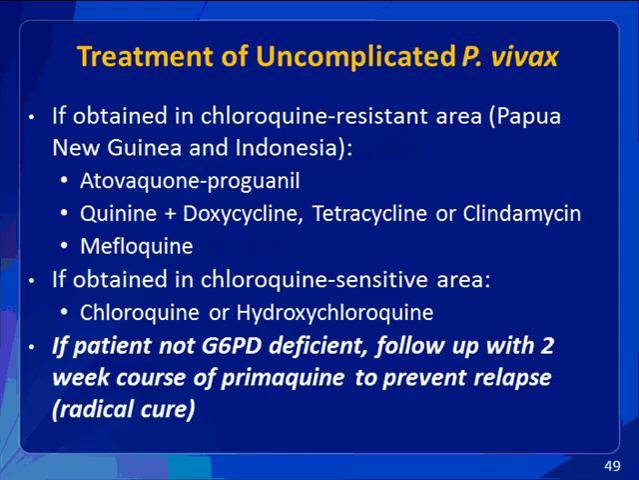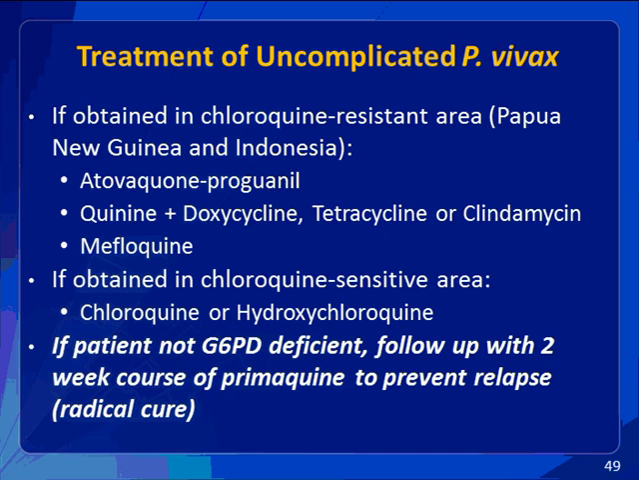Next, I will discuss the treatment of the second most common type of infection in the U.S., or uncomplicated P. vivax. If the infection is determined to have been obtained in a chloroquine-resistant area, which includes Papua New Guinea and Indonesia, treatment options are atovaquone proguanil, quinine coupled with doxycycline, tetracycline, or clindamycin, or mefloquine. If the infection was acquired in a chloroquine-sensitive area, one should treat with chloroquine or hydroxychloroquine.